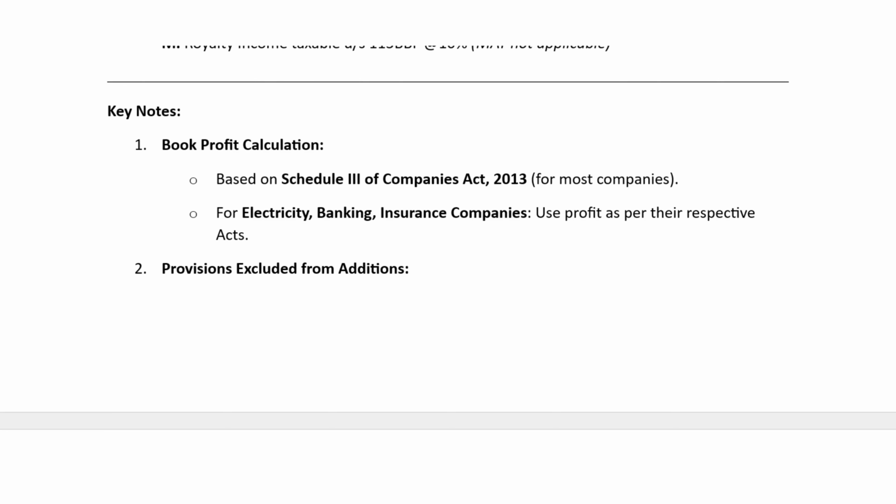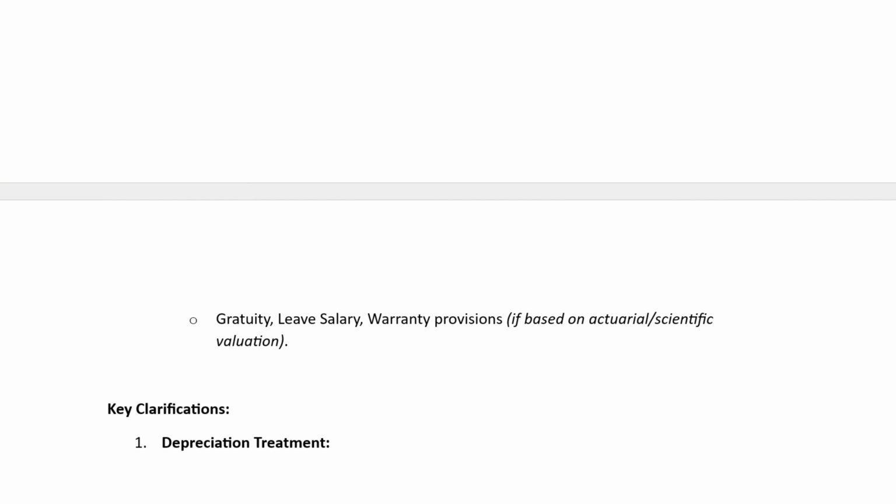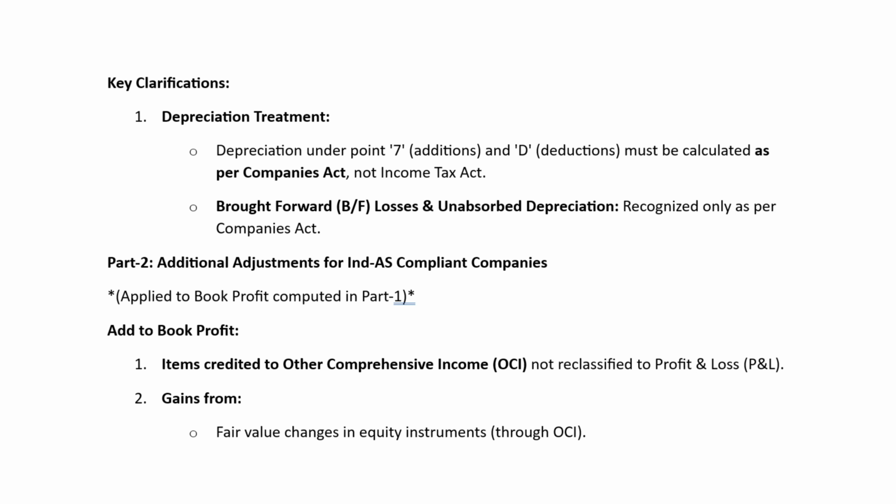Okay, and provisions excluded from additions. Following provisions are excluded from additions: gratuity, leave salary, warranty provision if based on actual and scientific valuation. Depreciation treatment under the point above, which is addition point number 7, and deduction point number D, must be calculated as per Companies Act, not as per income tax. And brought forward losses and unabsorbed depreciation are recognized only as per Companies Act.